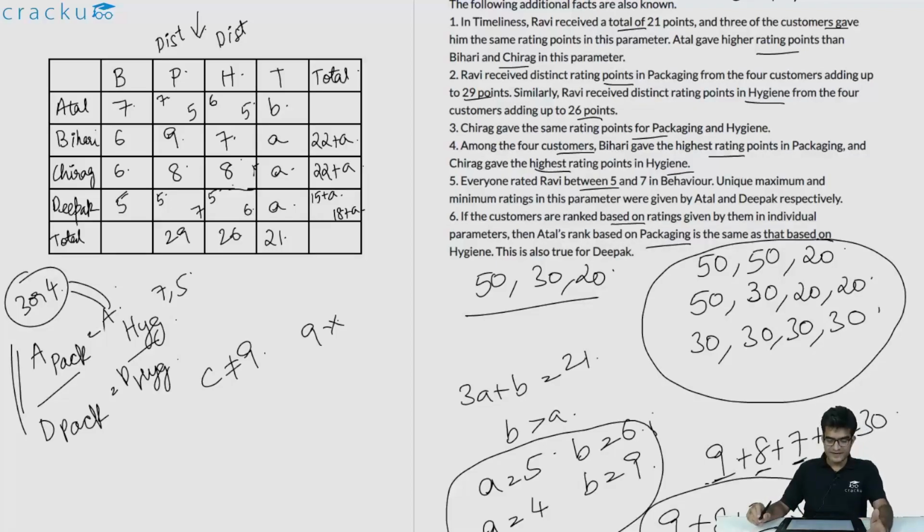The total score of Atal in the first case is 7 plus 7 plus 6 plus B. So this is 20 plus B. In the second case, it is 7 plus 5 plus 5 plus B. So this is 17 plus B.